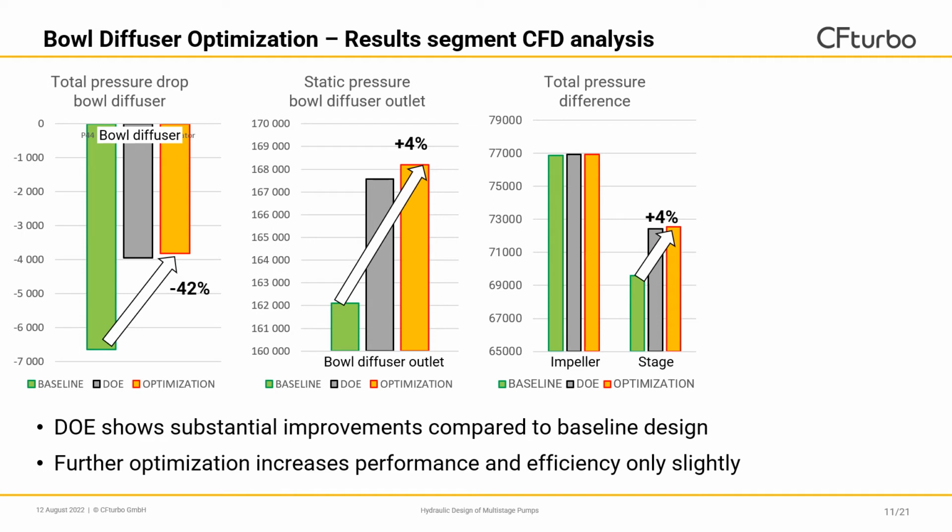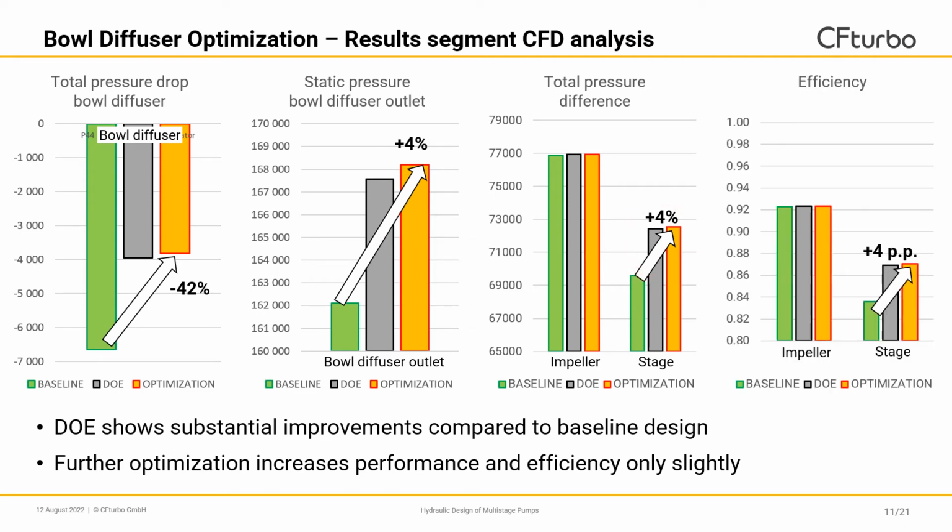But if we take a look at the total pressure difference of the stage, you can see by running the optimization, we are able to improve the total pressure difference by 4%. And lastly, if we take a look at efficiencies, it's similar to the total pressure difference. Since we did not modify the impeller, the efficiencies in the impeller domain remain unchanged. But if we take a closer look at the stage, we were able to improve the stage efficiency compared to the baseline design by 4 percentage points.